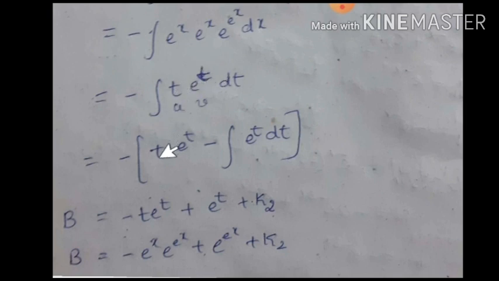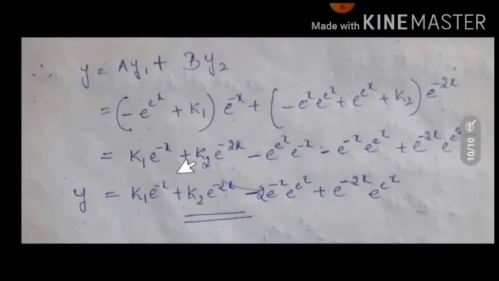So u as it is, the integral of e to the power of t is e to the power of t, minus the integral of the derivative of t, which is 1, times the integral of e to the power of t, which is e to the power of t. Open the bracket: t e to the power of t minus e to the power of t plus the constant of integration. Then substitute t back: wherever t is there, take it as e to the power of x. So this is the b value.